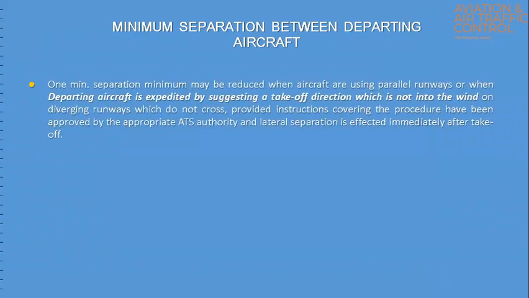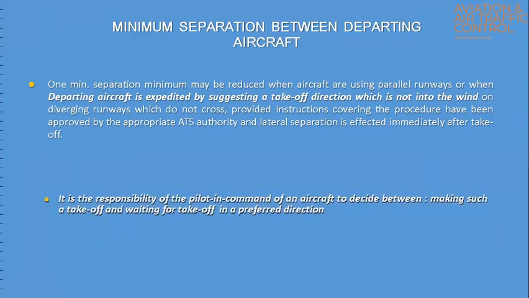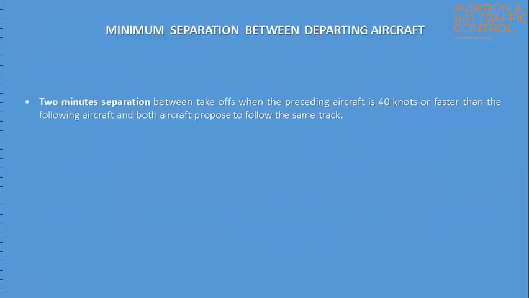However, in certain cases, this 1-minute separation can be further reduced if we are using parallel runways or opposite direction runways, where lateral separation is achieved immediately after takeoff. However, it is the responsibility of the pilot in command to decide whether he wants to take off from the opposite runway or wait for takeoff in a preferred direction. Then 2-minute separation. If our preceding aircraft is 40 knots or more faster, then the aerodrome control tower can release the second departure after 2 minutes from the first takeoff.